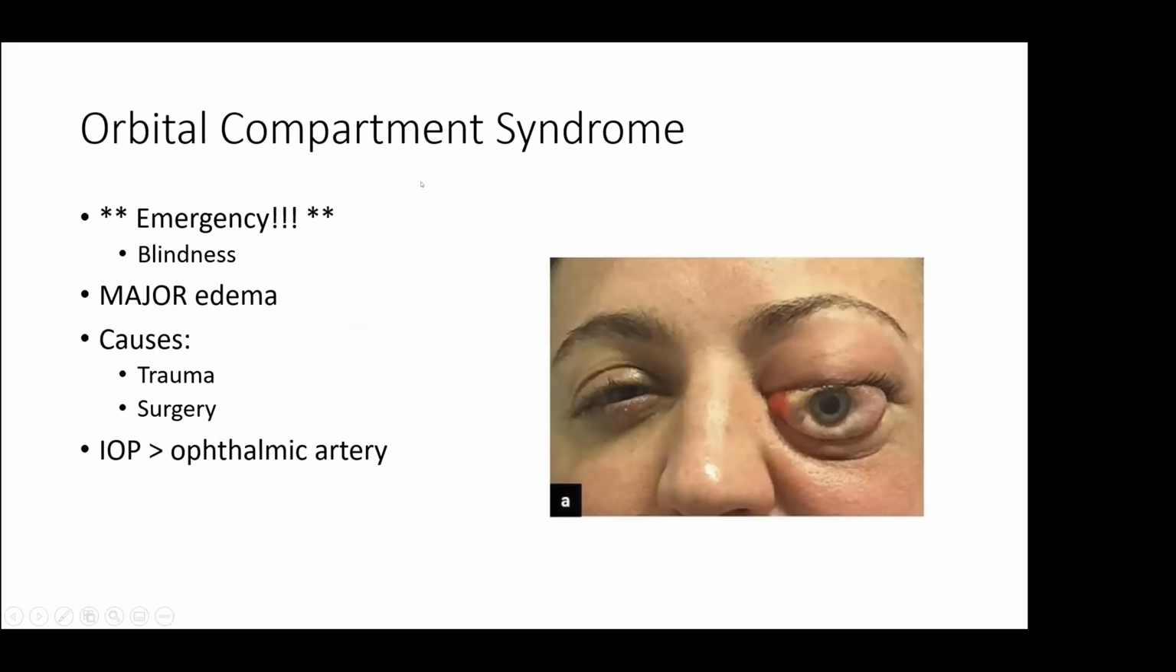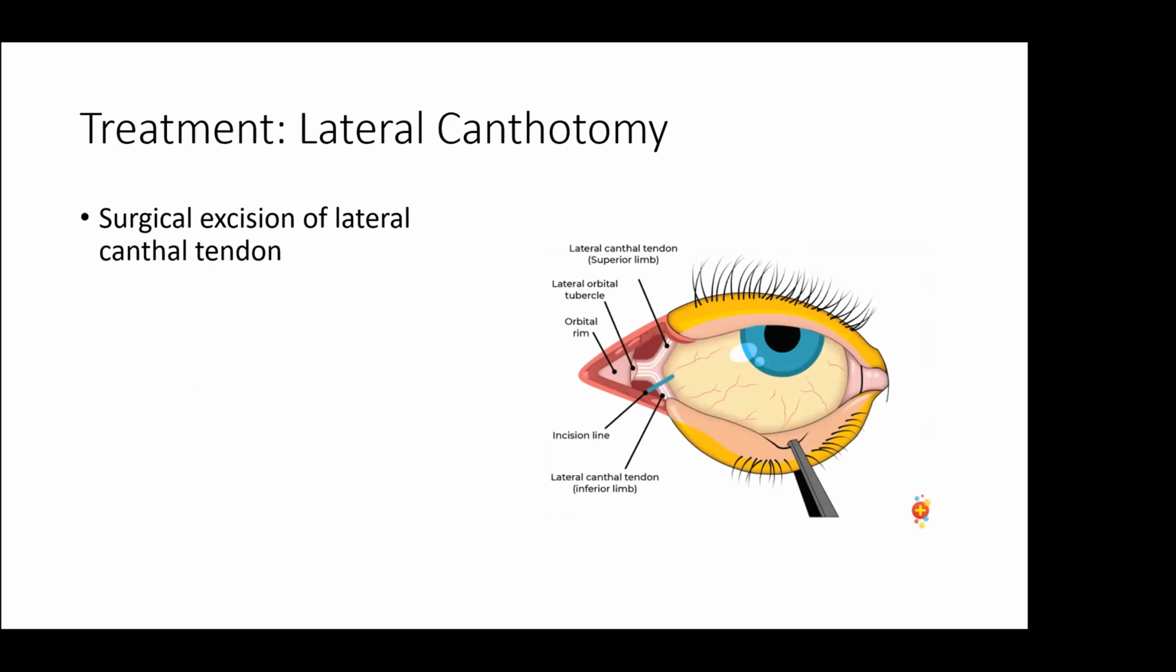So just some background, orbital compartment syndrome is major edema of the eye. It is where you have greater intraocular pressure than pressure at the ophthalmic artery. It's an emergency. It can cause blindness within 2 hours, and the major causes are trauma and surgery. The treatment for this is a lateral canthotomy, which is a surgical excision of the lateral canthal tendon, which is just the tendon holding it on the lateral portion.